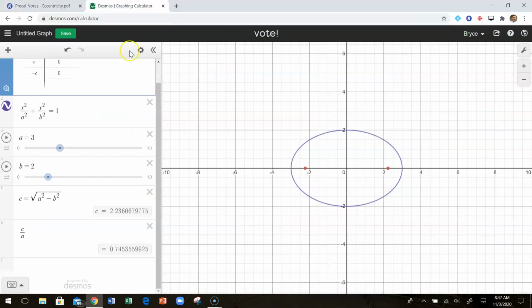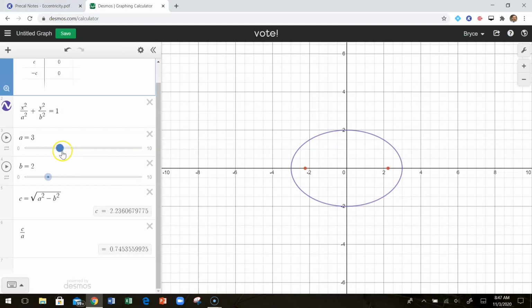I'm going to come back to Desmos and think about these values. So here I have that a is 3 and my c value is given from that equation, a squared minus b squared. Right now it's 2.23. So this would tell me the eccentricity value, which in this case would be about 0.7. And my ellipse is kind of elongated. This is not the equation that we just looked at.